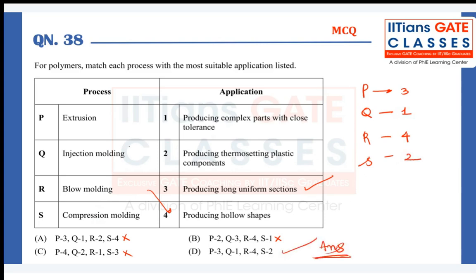So if you know extrusion and blow molding, it is possible to eliminate the answers and select the option where P3 and R4 are there. Right, so here the answer is D. All right, guys.